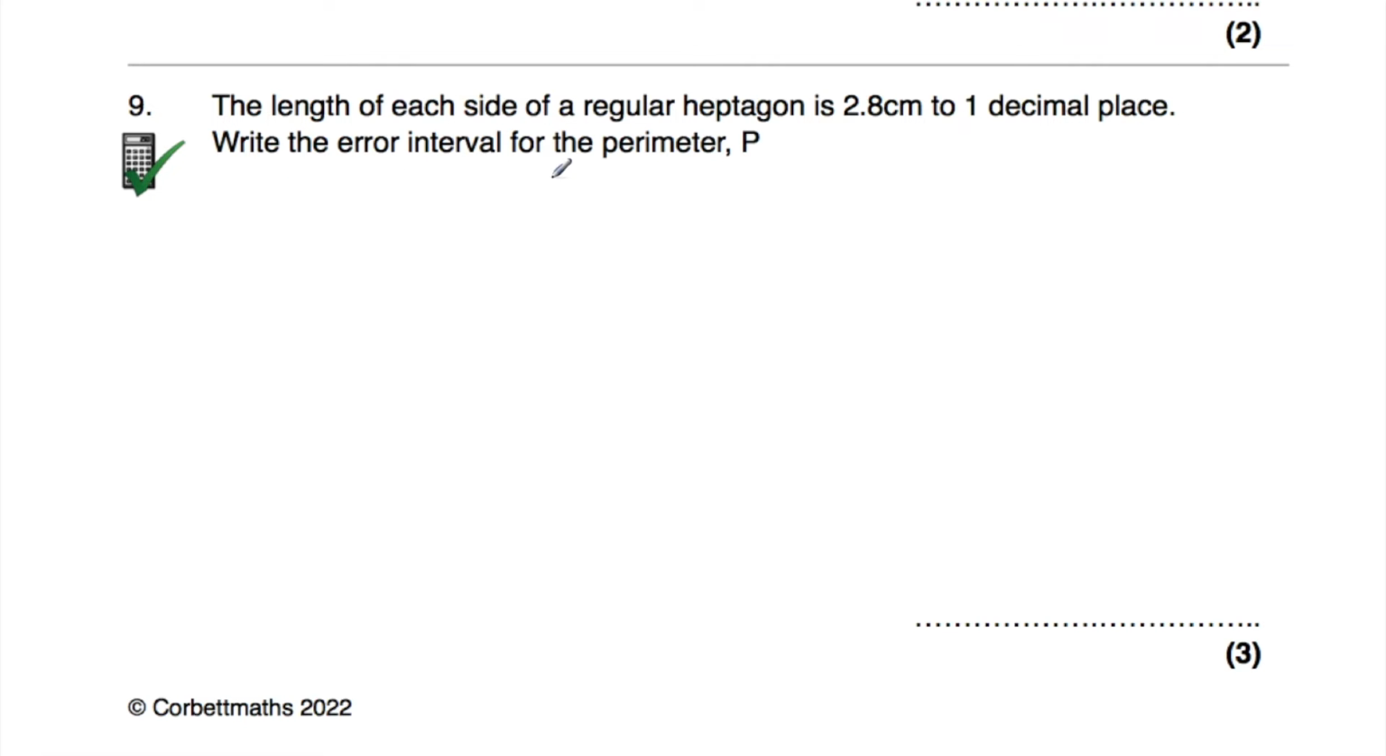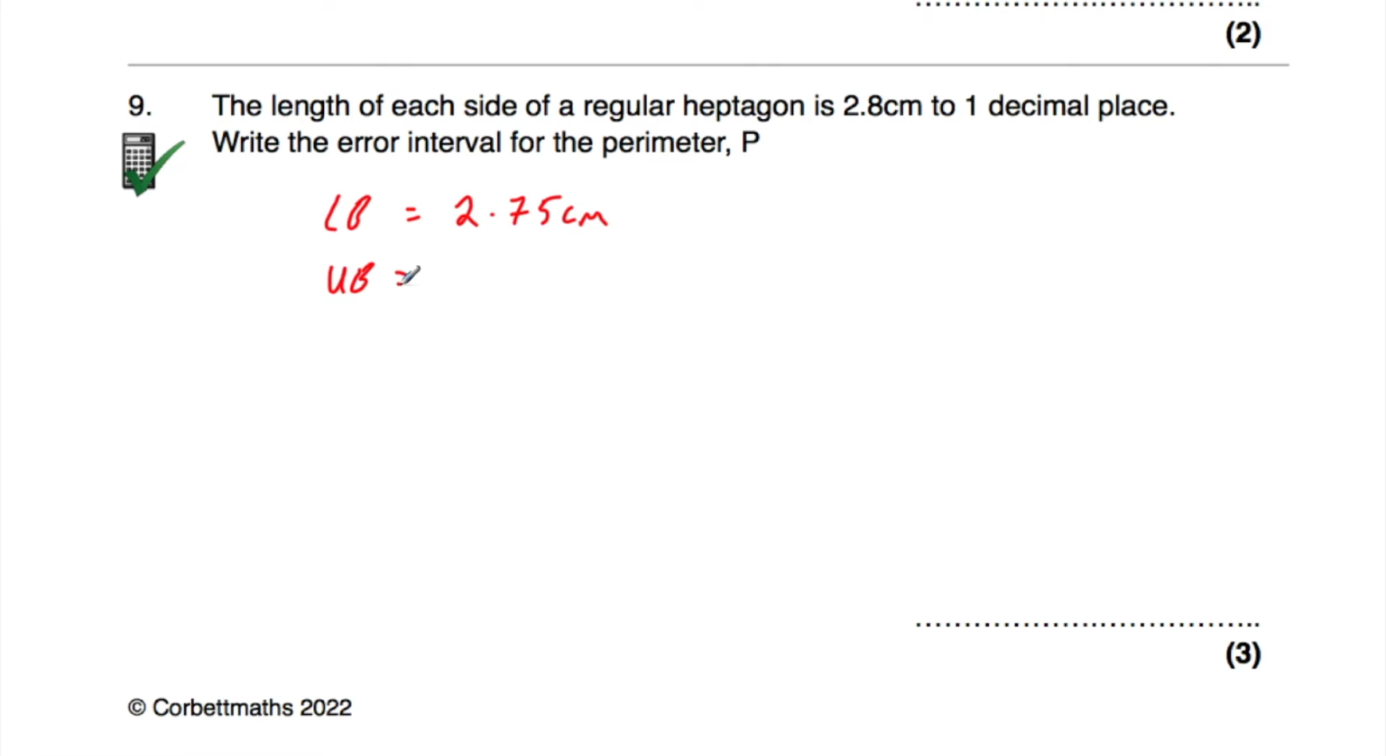Write down the error interval for the perimeter P. So we want to find the perimeter of this regular heptagon. So let's consider the lower bound and the upper bound for the length of each side. For each side, that's 2.8 centimeters to 1 decimal place. That means the lowest possible number that would round to 2.8 centimeters to 1 decimal place would be 2.75 centimeters. So that would be the lower bound for the length of each side.